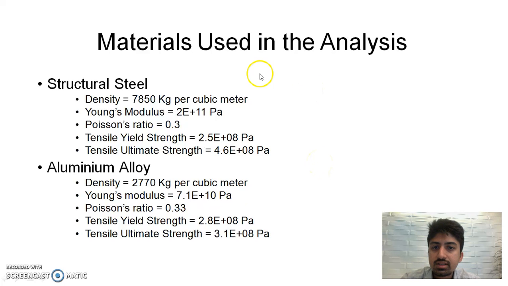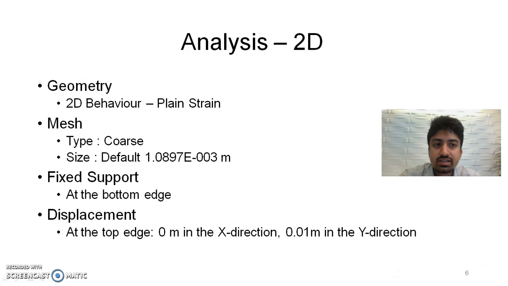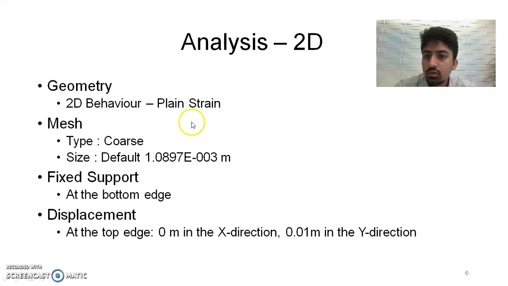These are the materials used in the analysis: structural steel and aluminium. These are the properties. Specifically, density, Young's modulus and Poisson's ratio will be required for further calculation of energy release rates and the relation between energy release rate, stress intensity factor, etc. I used a 2D plane stress analysis for my project work. The mesh was kept at the default sizing; I had not changed the mesh size initially. For the boundary conditions, I provided a fixed support at the bottom edge and a displacement at the top edge of about 10 millimeters in the y direction.